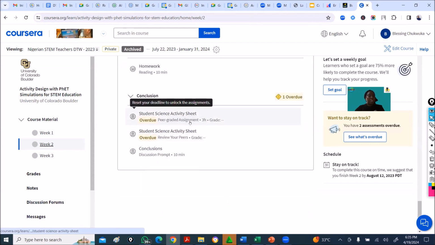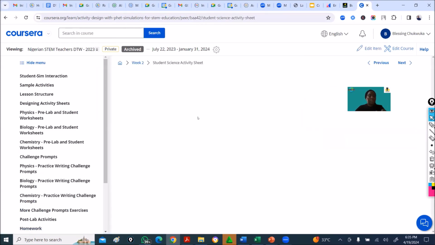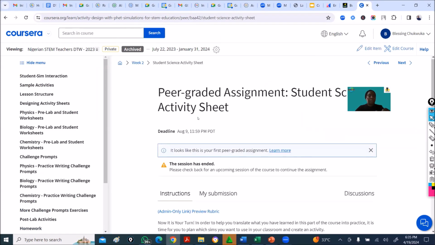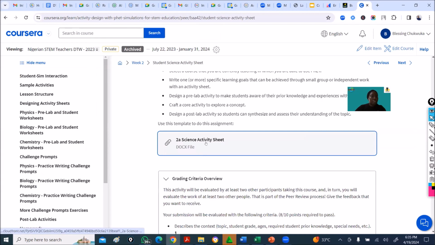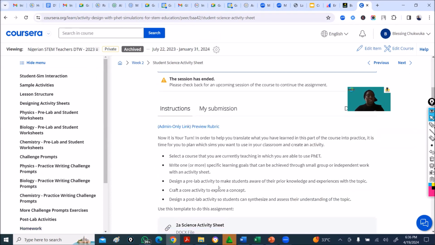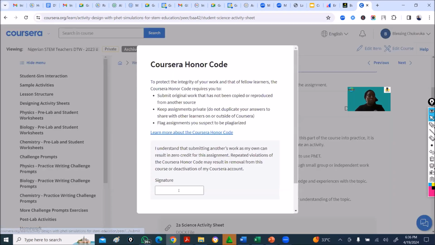Then here is where you submit your activity sheet design. When you click here, this is the templates. When you click, you download. So you work from the templates, reading all these guidelines. Then to submit, you go to your submission, put your name and submit.